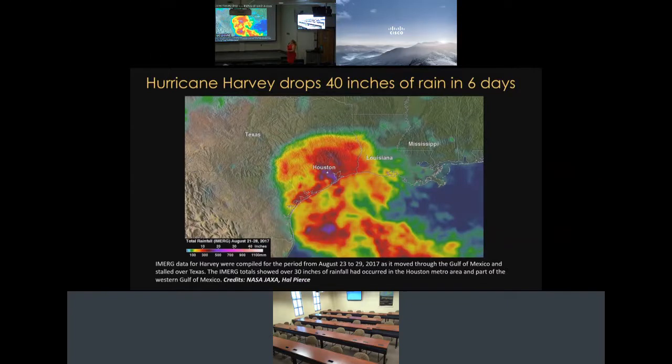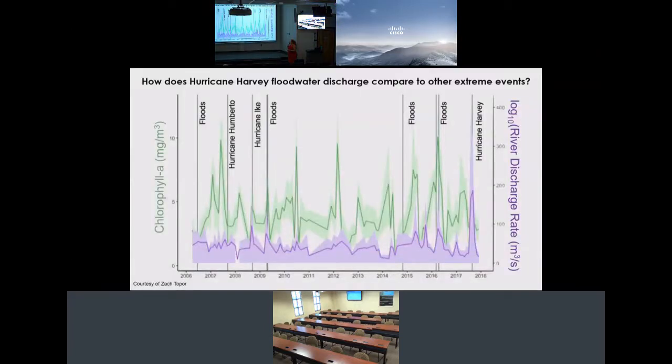So the result of that, including the devastation that happened to a lot of coastal communities, was a large amount of fresh water that got dumped into the northwestern Gulf of Mexico. What we're looking at here is a time series from a river gauge. We have the year on the x-axis, and on our left y-axis, we have total chlorophyll. And then on the right y-axis, we have the log scale of river discharge.